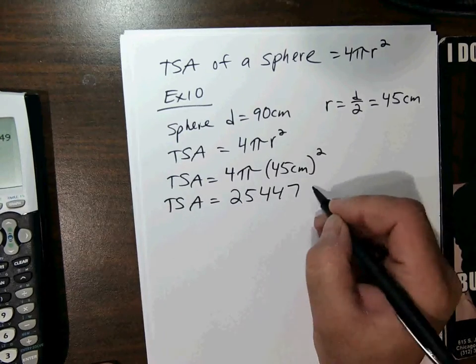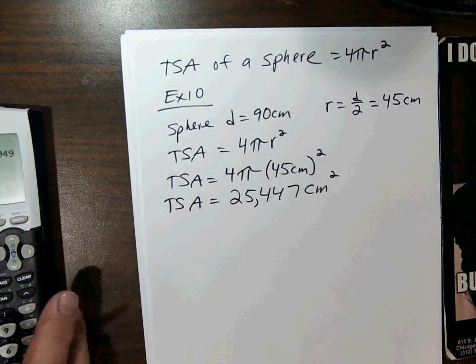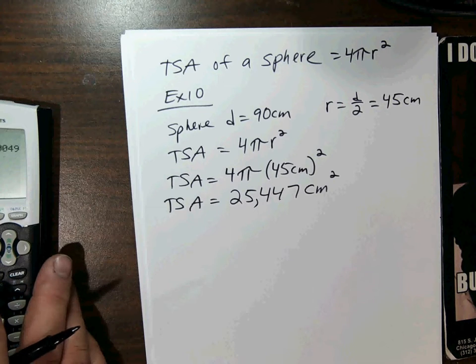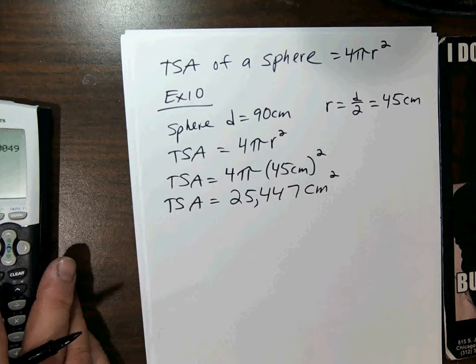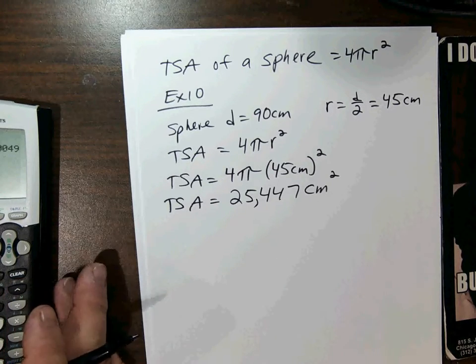25,447. What's the units? Square centimeters. Okay? There we go. Sweet. Alright, that is a sphere. There's really nothing more to it.